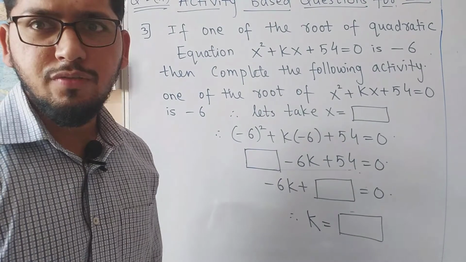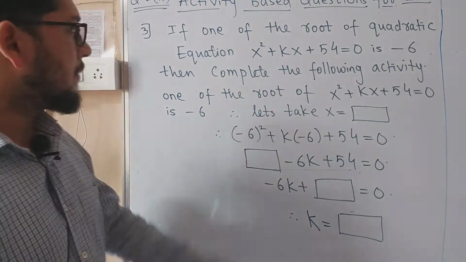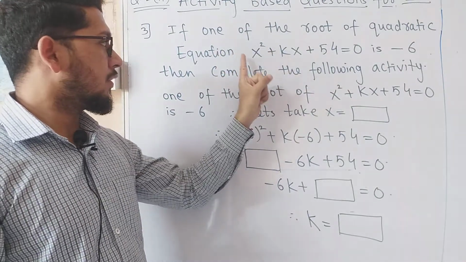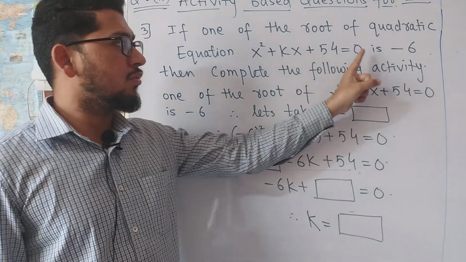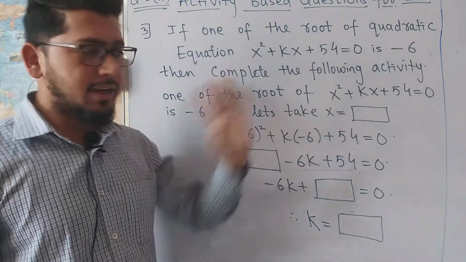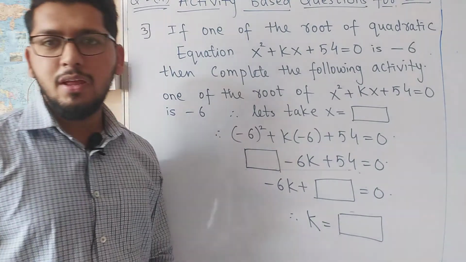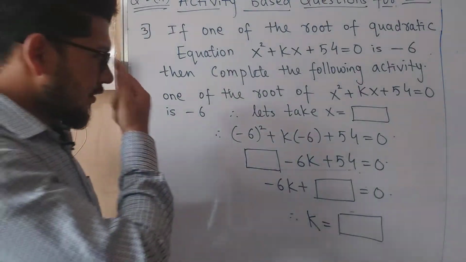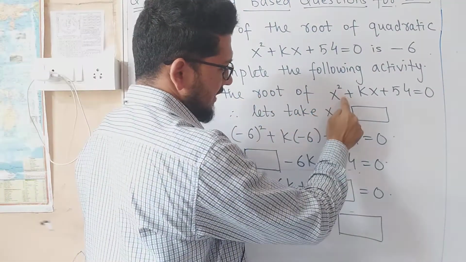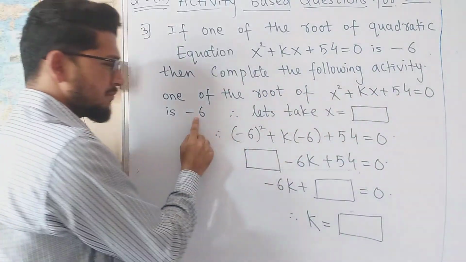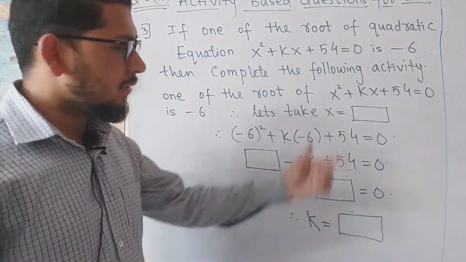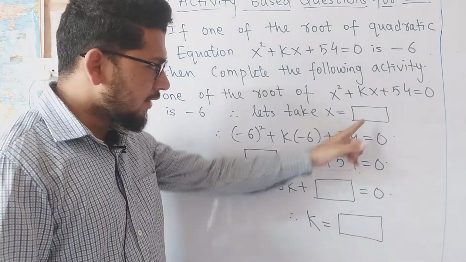Now this is the third question from the activity, from the 2 marks examples. Here it is given that one of the roots of the quadratic equation x square plus 8x plus 54 equal to 0 is minus 6. One of the roots is given as minus 6, and then complete the following activity. How will you simplify this? First of all, it is given that one of the roots of the equation x square plus kx plus 54 equal to 0 is minus 6. So let's take x equal to box. What should I write there?